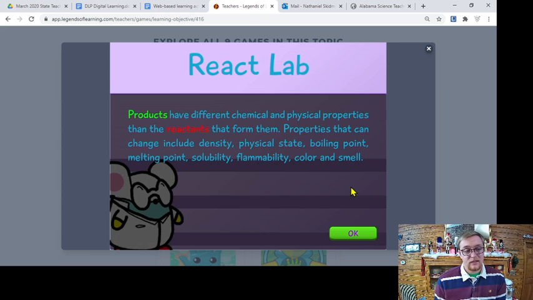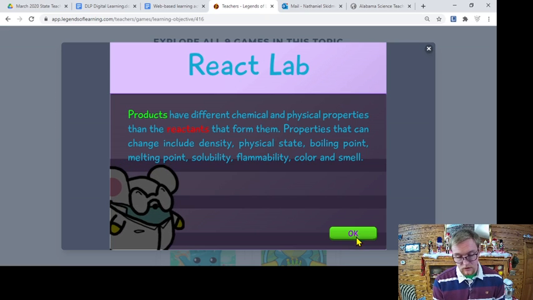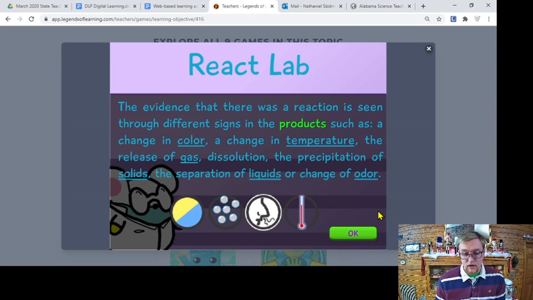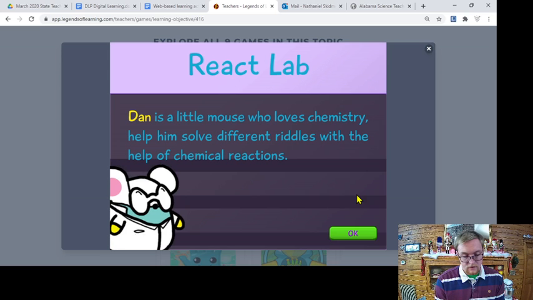Now, these are the exact same evidences of a chemical reaction that we listed in Standard 5, and that's also going to go very, very closely with the ones that we got in our entry ticket activity. So keep that in mind, and we're going to see those again right here. The evidence that there was a reaction is seen through different signs in the products. So that's the right side of our chemical equation, such as a change in color, a change in temperature, the release of a gas, dissolution, the precipitation of solids, the separation of liquids, or change of odor. Now, these are different evidences that we are going to see in this React Lab. And remember, they always occur in the product side of a chemical equation.